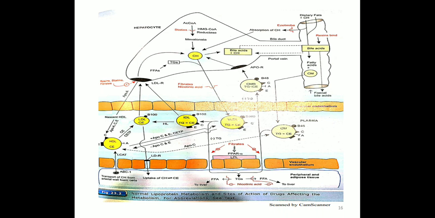So chylomicron remnant will be absorbed into the liver, and ultimately cholesterol will be increased in the liver. LDL also goes to the liver by the LDL receptor, and ultimately the cholesterol content of the liver will be increased. This cholesterol will be incorporated into bile acid, and bile acid will go to the intestine. In the intestine, it further attaches with the dietary fats and cholesterol, and ultimately it makes the chylomicron that will be absorbed. This is another cycle.